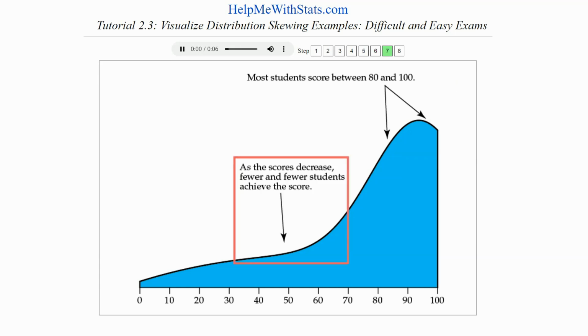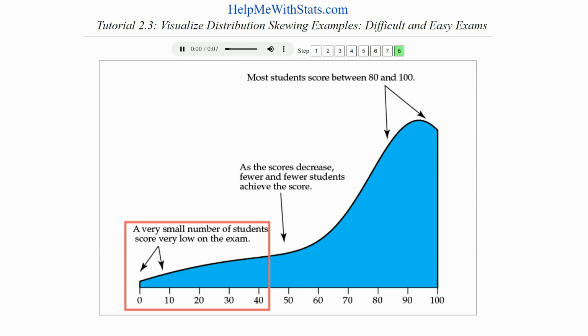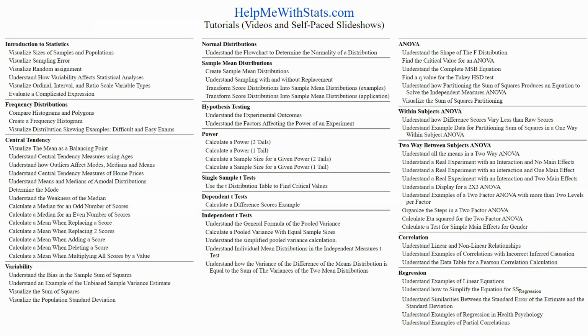As the score decreases, fewer and fewer students had studied so little to achieve the low score. Despite the fact that the exam was easy, there were some huge slackers that never came to class and they did very poorly.